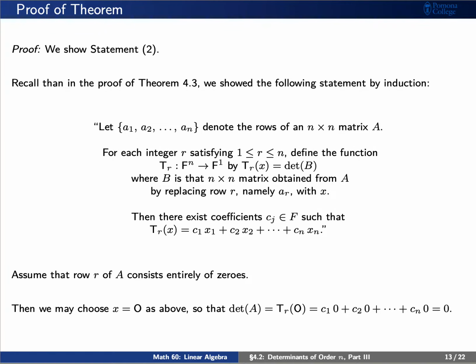Let's assume now that A has a row R which consists entirely of zeros. That means that in the expression above, we can choose our vector x to be the row vector consisting of zeros, so that the determinant of A is simply C1 times the scalar 0 plus C2 times the scalar 0 plus so forth through Cn times the scalar 0, which of course equals the scalar 0. Hence, if A has a row of zeros, then the determinant of A must be the 0 scalar.